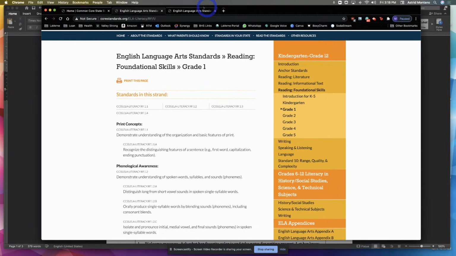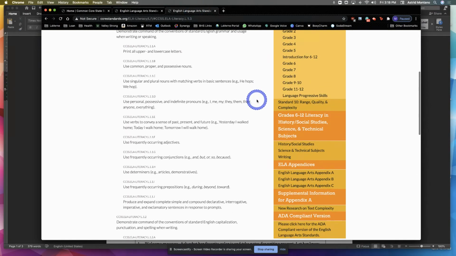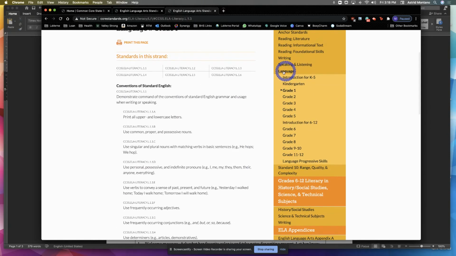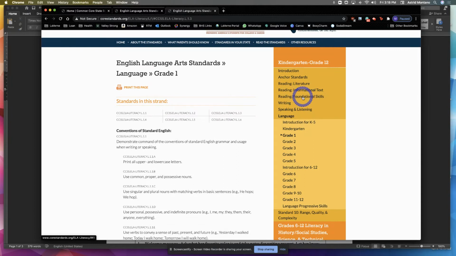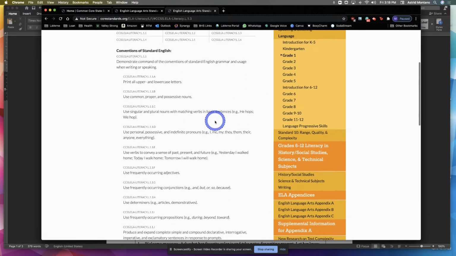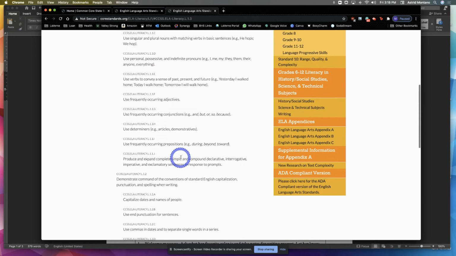Important to note that if you want to find a writing standard, you will go to the language section right here. So you see, we were in the reading foundational skills, but language is where you will find your writing assessment, writing objective, and then you'll go to that grade level. And again, you'll go through and find the standard that appropriately matches the student's needs.